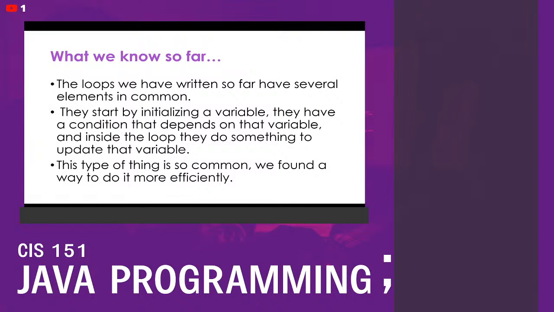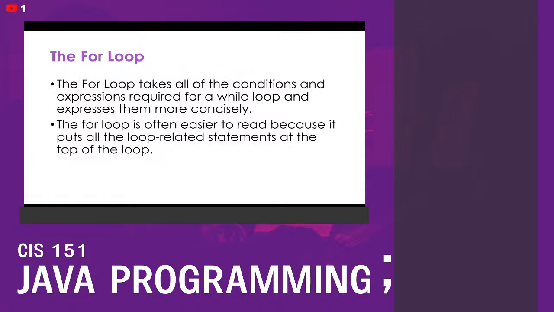So what we decided was there has to be a more efficient way to work with a loop in our code. And so we derived the for loop. And the for loop takes all of the conditions and expressions that are required for our while loop. Like we could see the same stuff in both our for loop and our while loop. We just express them in a more concise manner. So the for loop is going to be easier to read because it takes all of the loop-related statements and puts them right at the top of the loop.